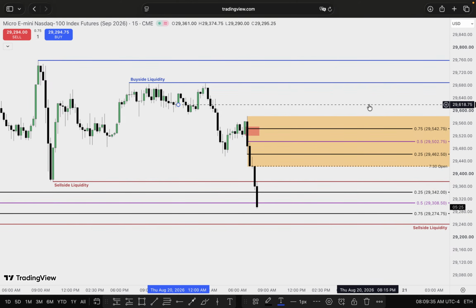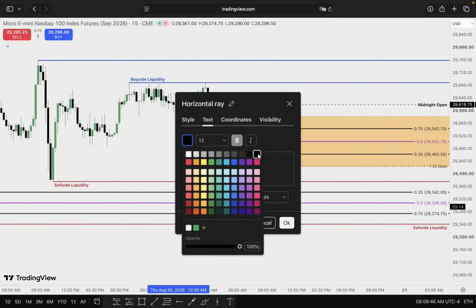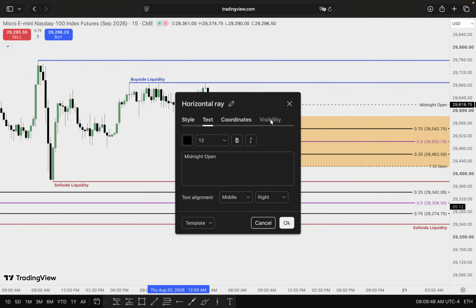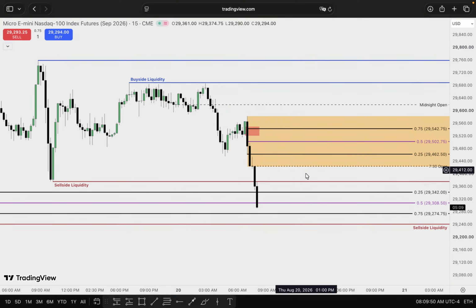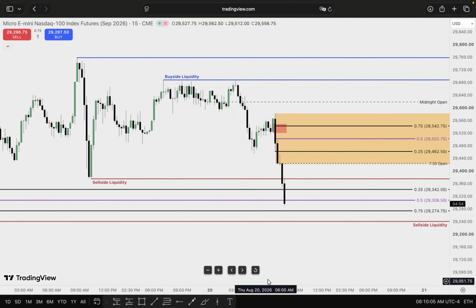All right, let's put midnight open. That's what we're looking for. Put this in black. All right, so now we approach the event horizon level. I really want to see the buy stop taken out first, but we've already run inside of here for the continuation. It doesn't really matter the time, it seems.